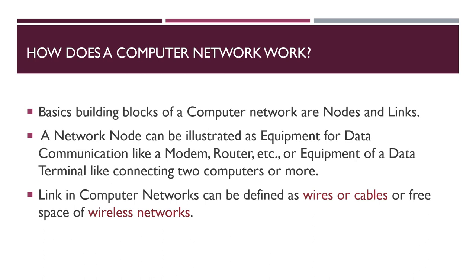This link may be classified into two kinds. The first one is wired, and the second one is wireless. For example, for a wired system, we can say that it is a cable. And for a wireless system, we can say that it is an air medium, air space or free space. So link is classified into two things, wired and wireless. Between the both, based on this, the computer process is done.